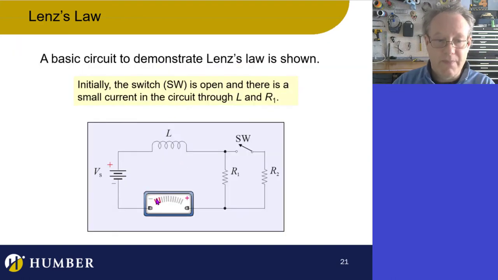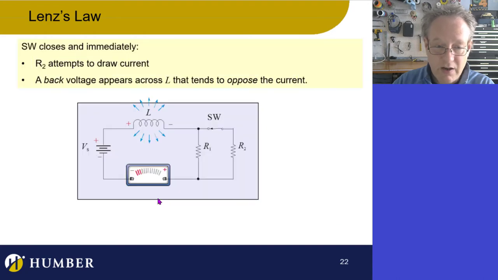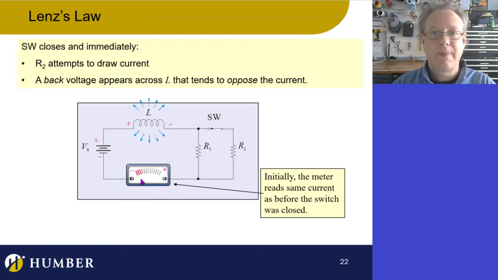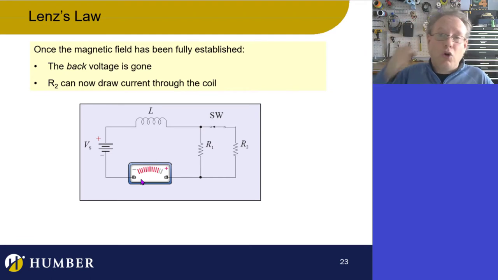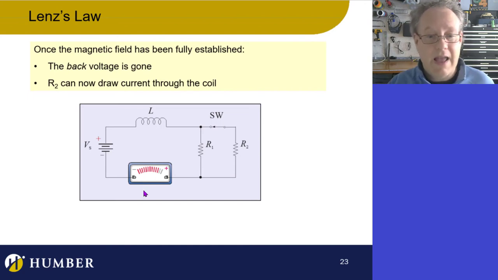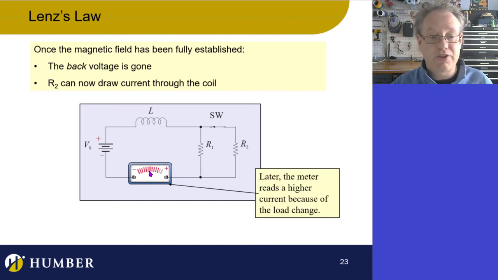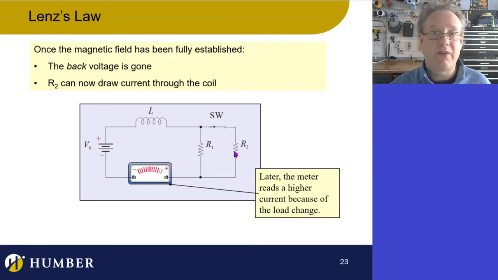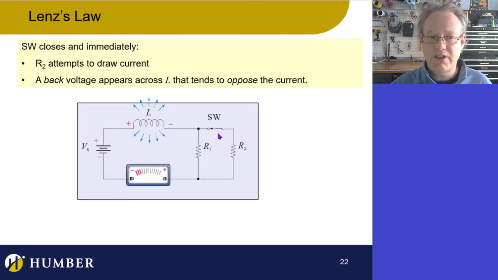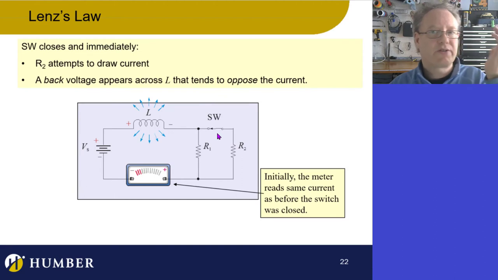And you can see from this slide, there's the current here, and from this slide, there's the current. But after a certain amount of time, the magnetic field propagates and there's no longer any back EMF. In this case, the current is going to go high, because now I've added a resistor and it's drawing more current. And it's good. But at first, when I just close the switch, there's actually no extra current at all.